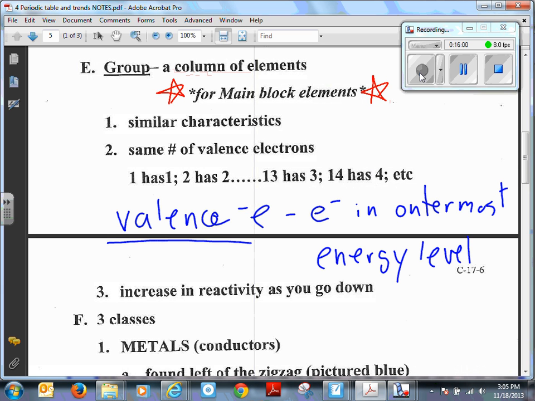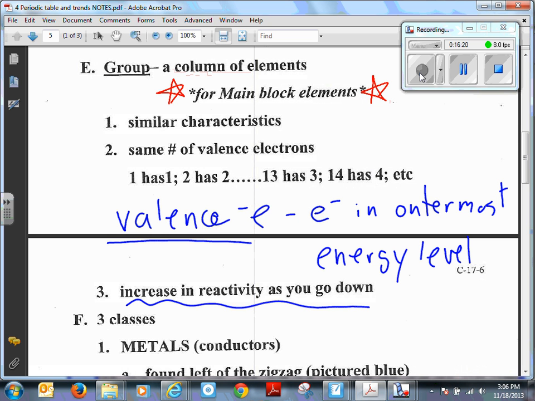Okay? So we're going to have to do some work with these valence electrons, so make sure you write this down and you'll understand what it means more. But for now, just memorize electrons in the outermost. Okay? And then for a group, they increase in reactivity as you go down.